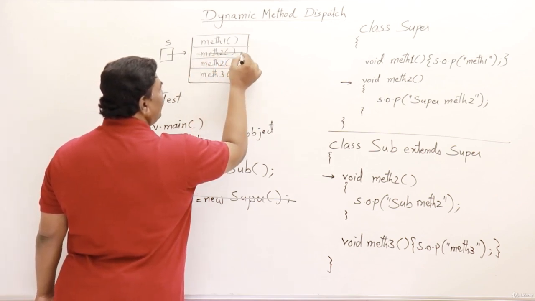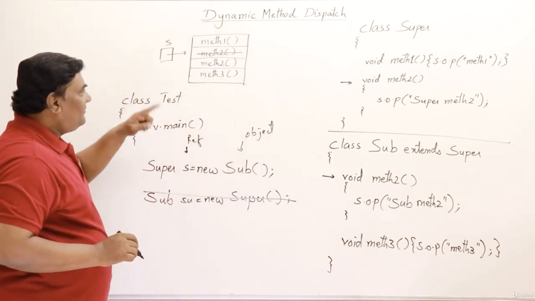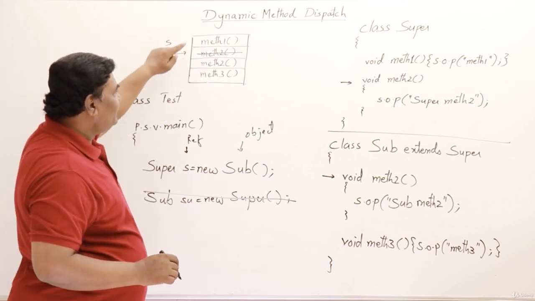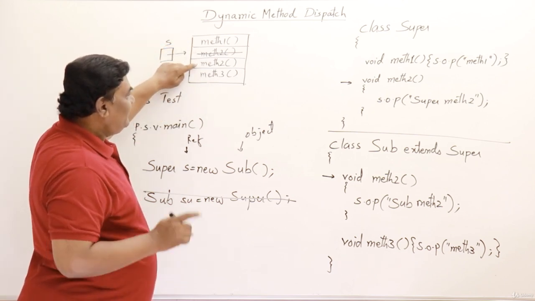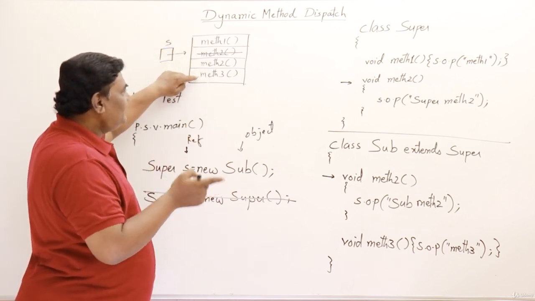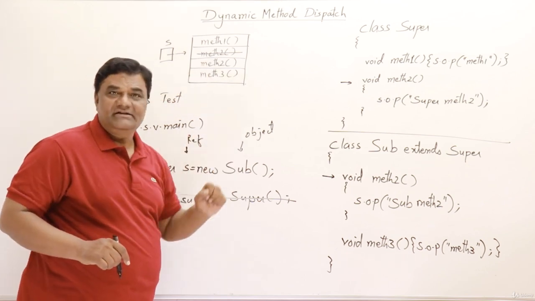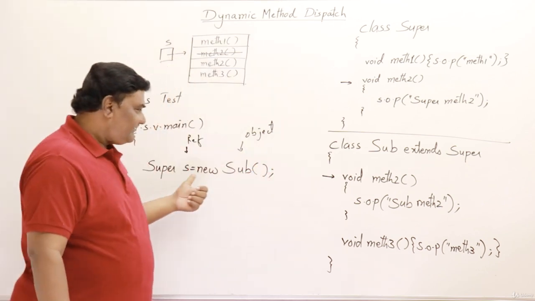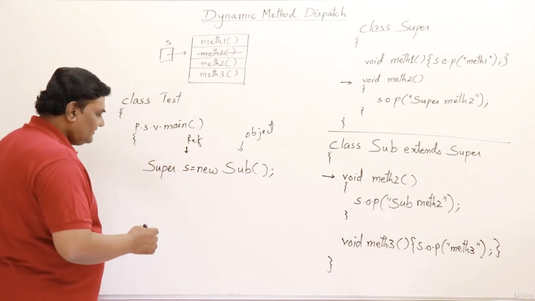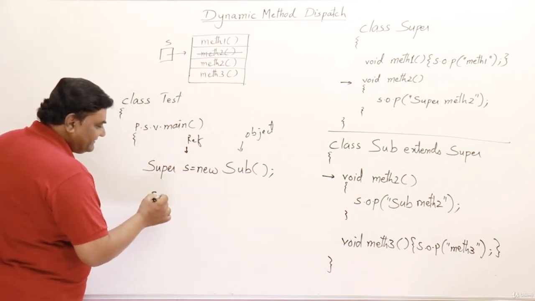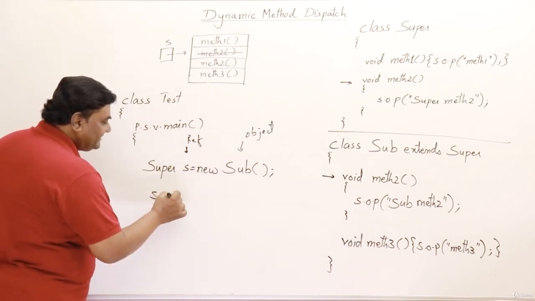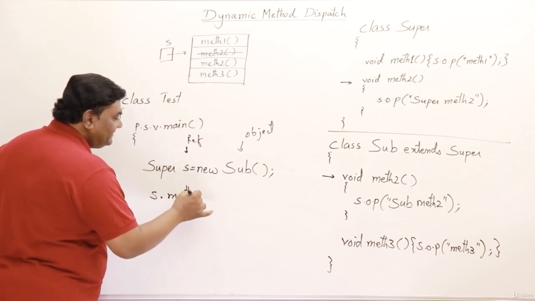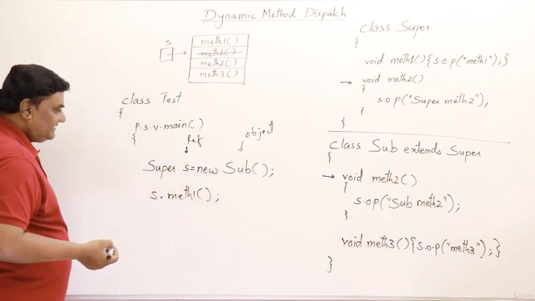So the superclass method 2 will be shadowed. So in total, how many methods are accessible in this object? Method 1, the overridden method 2, and method 3. Three methods are there. Now let us learn the next thing. Using a superclass reference, what methods can I call? Can I say s.method1()? Can I call this method? Yes, I can call this method.